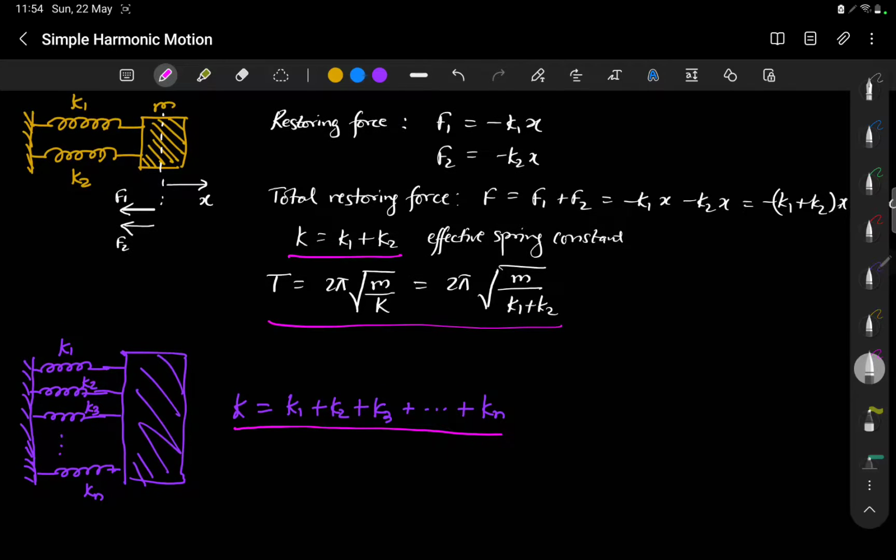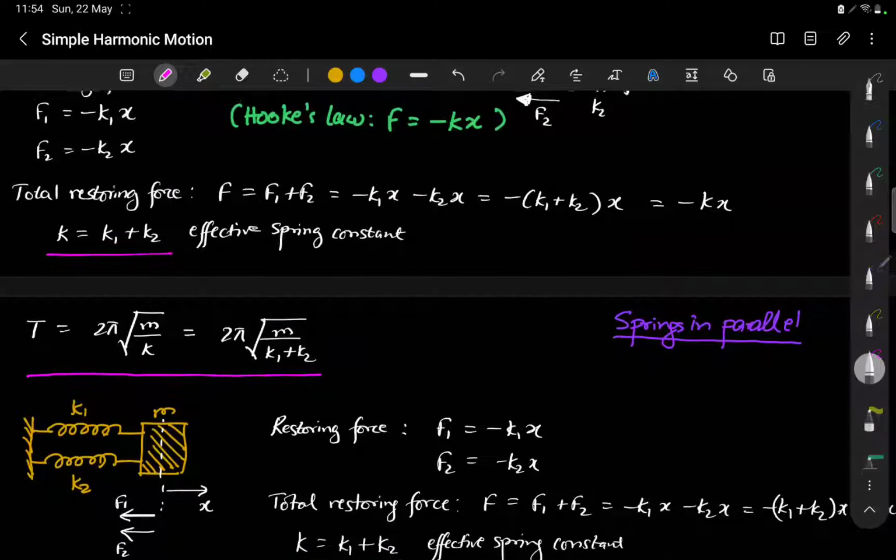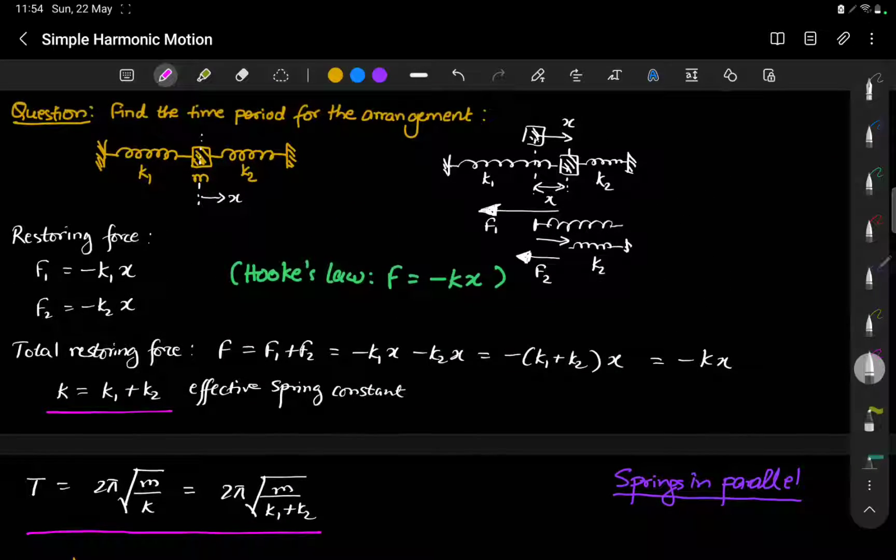We saw in the previous video that if springs are connected in series, then that is mathematically equivalent to resistors in parallel. And in this video we saw that springs connected in parallel is mathematically equivalent to the situation of resistors connected in series. So this solves this question. We saw springs in parallel in this video.